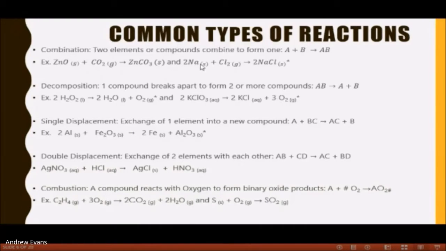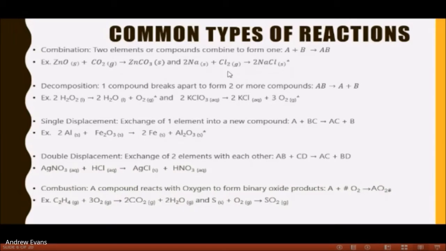But it could be as simple as two sodiums and one chlorine forms two sodium chlorides. So the sodium atoms and the chlorine molecules come together to form a new compound where they've combined together. It doesn't matter that there's two sodium chlorides, we're forming one generalized structure out of two things.